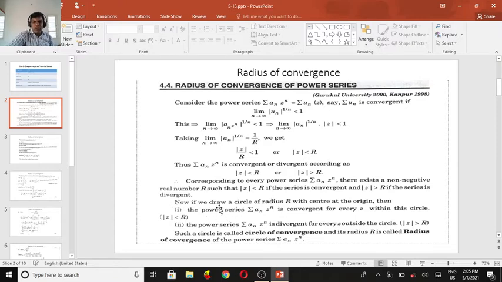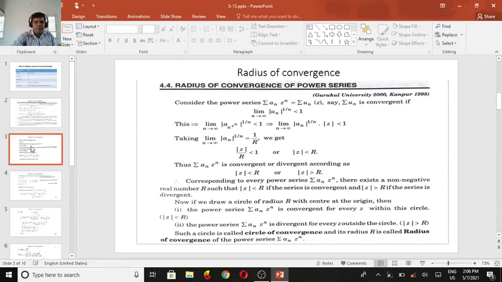Now, if we draw a circle of radius R with the center at the origin, then first, the power series sum a_n z^n is convergent for every z within the circle, mod z less than R. Second, the power series is divergent for every value of z outside the circle, mod z greater than R. Such a circle is called the circle of convergence, and its radius R is called the radius of convergence of the power series sum a_n z^n.